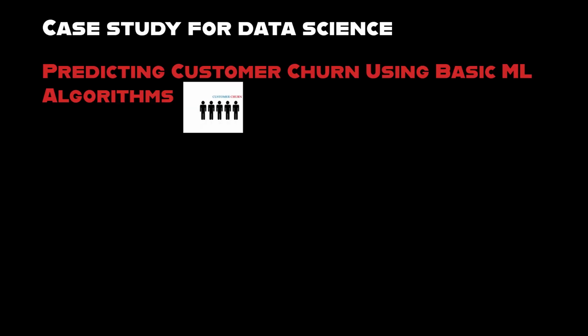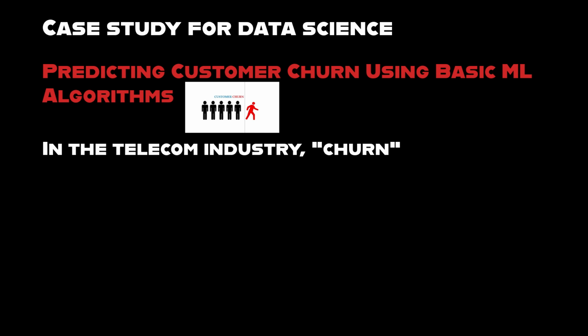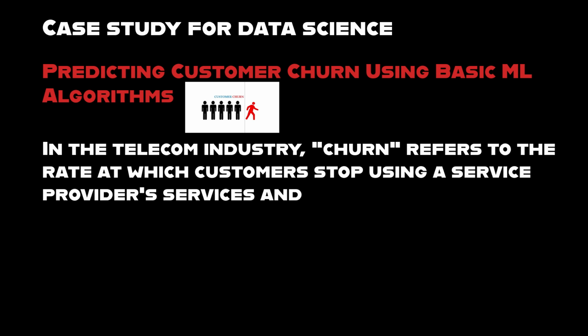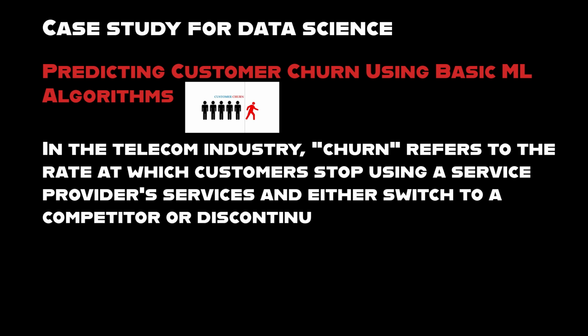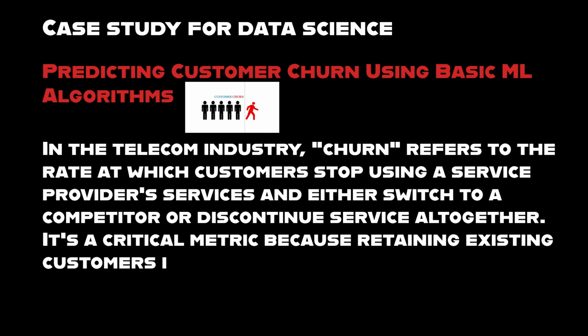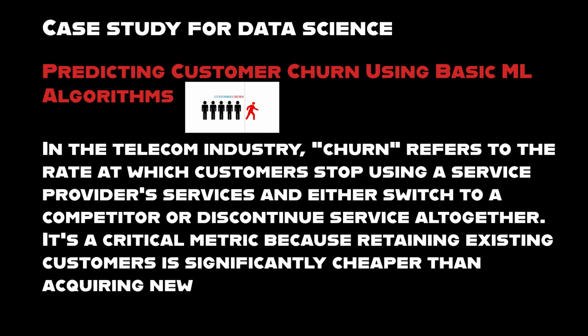To have a deeper understanding of how machine learning algorithms are used in data science, let's consider a case study: predicting customer churn using basic machine learning algorithms. In the telecom industry, churn refers to the rate at which customers stop using a service provider's services and either switch to a competitor or discontinue service altogether. It's a critical metric because retaining existing customers is significantly cheaper than acquiring new ones.